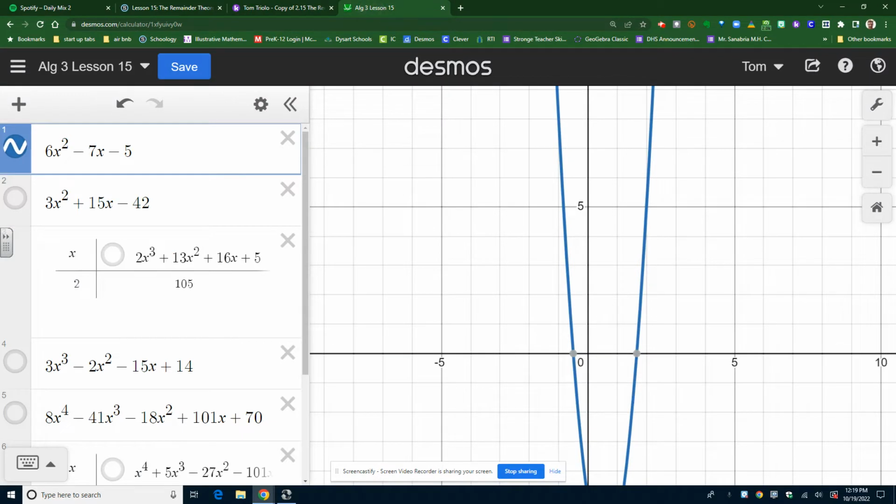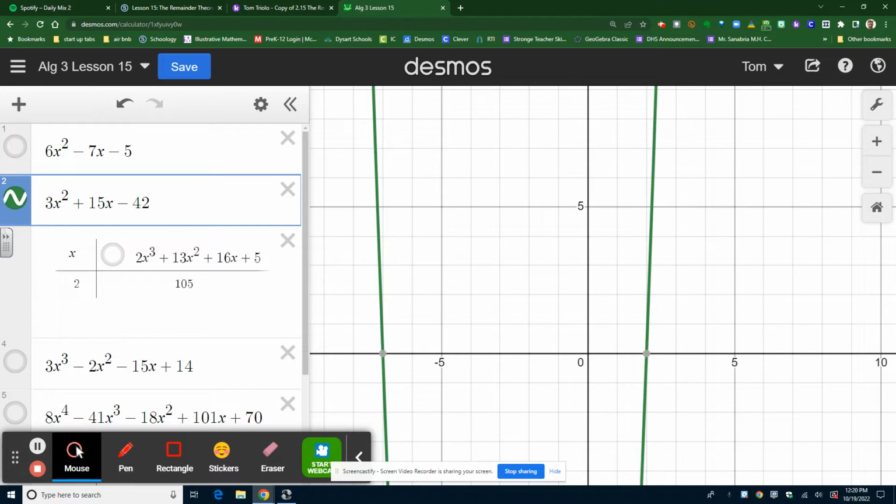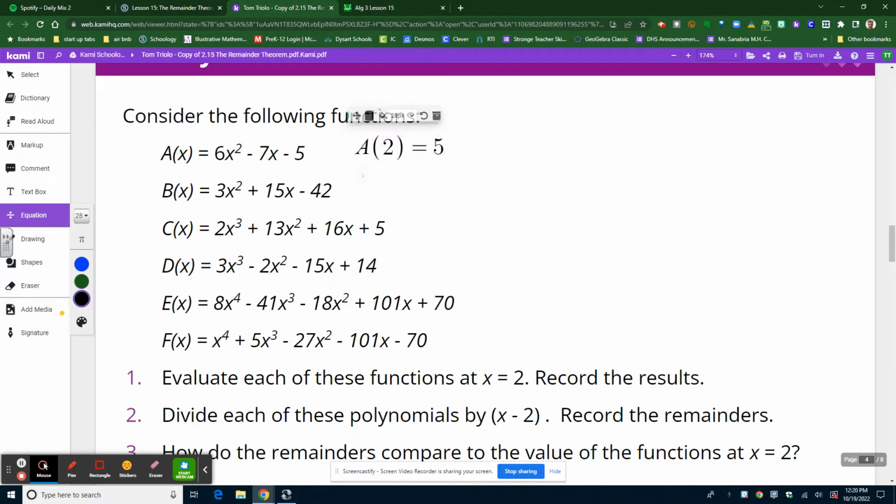Go back to Desmos. Turn off the first one. Turn on the second one. And then again, use your finger. Click on the 2. And this time, it snaps right to the x-axis, because y is equal to 0. Okay. So b of 2 equals 0.